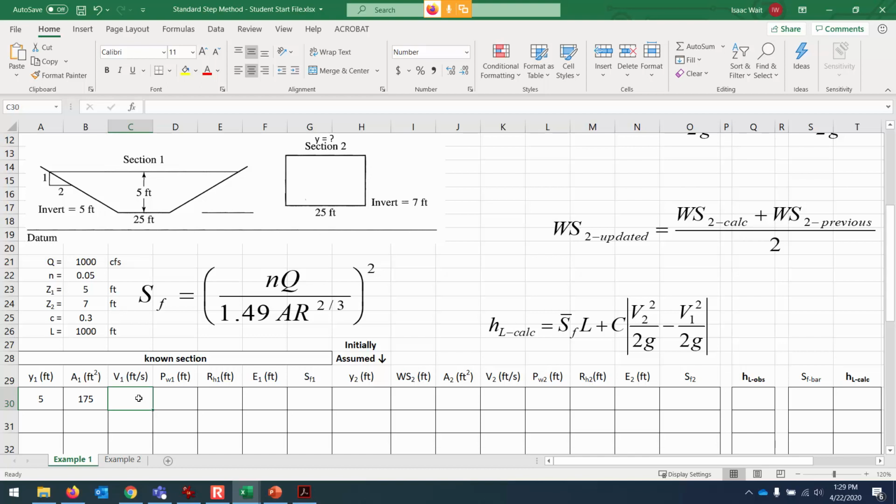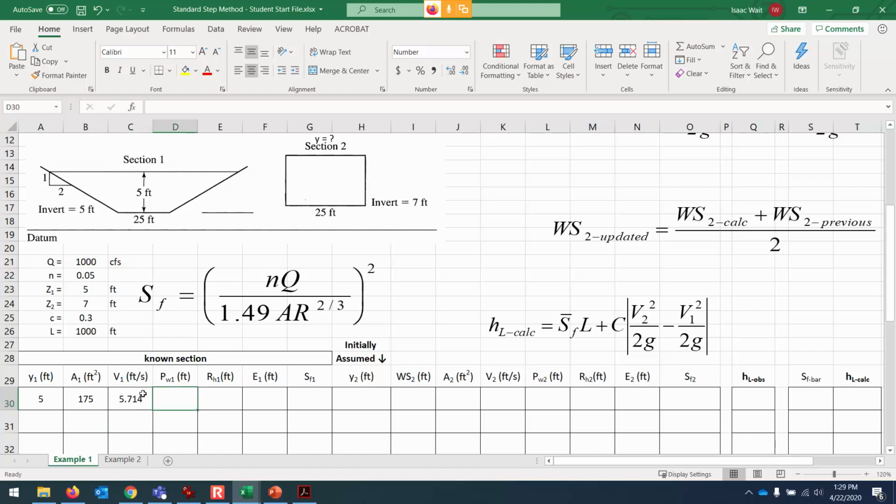All right. So what's the flow velocity? Well, V equals Q divided by area. So Q divided by the area tells us that the velocity is 5.7 feet per second there.